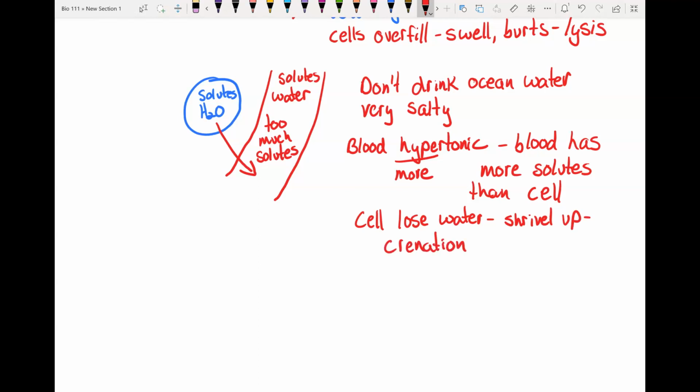And this also can kill you. You can't live if your cells are all dried out and shriveled up. So that's why if you're ever lost at sea, don't drink the ocean water. Drinking ocean water puts too much salt in your blood, makes it hypertonic, your cells will crenate and you'll die.